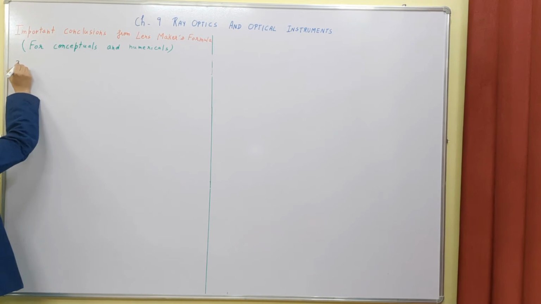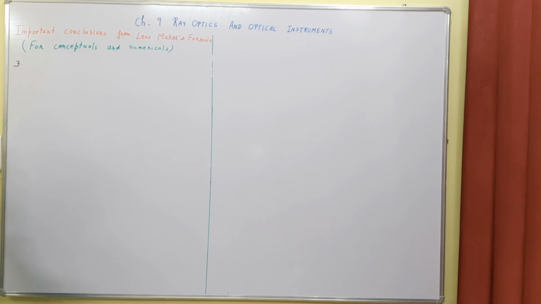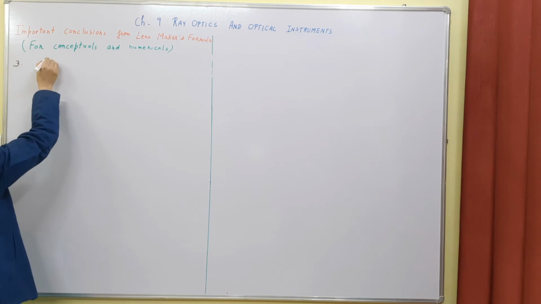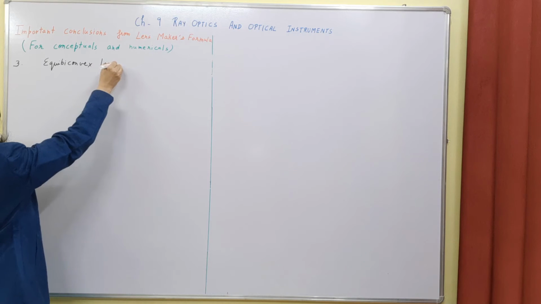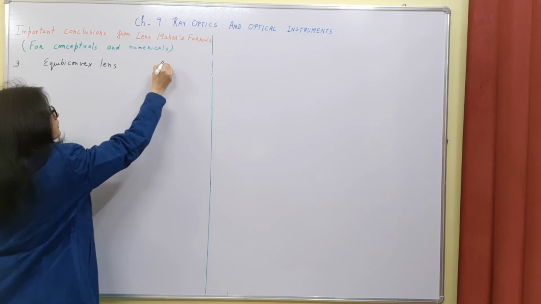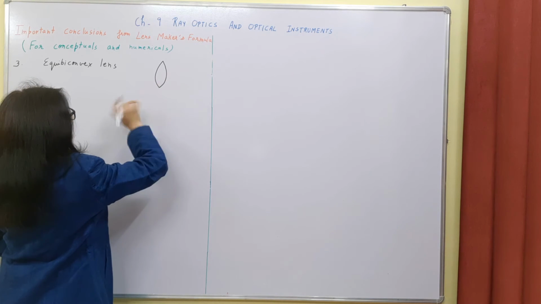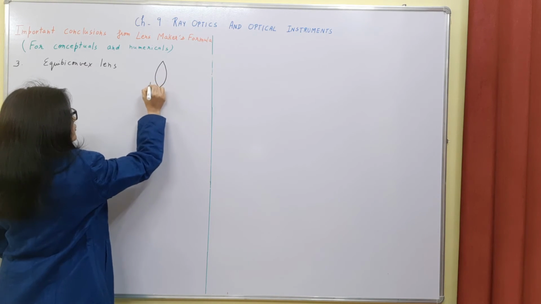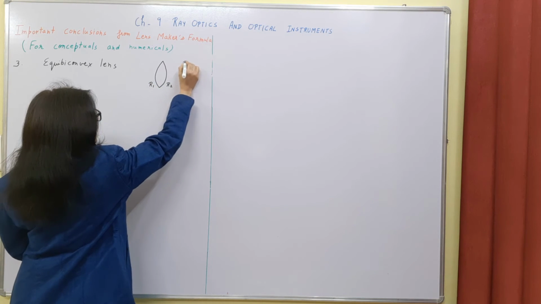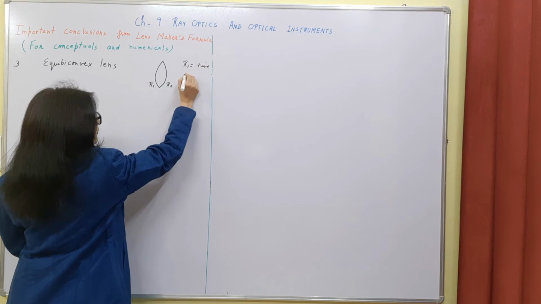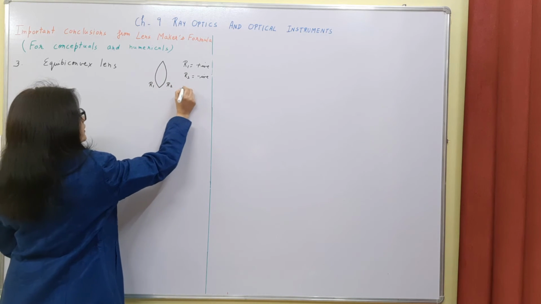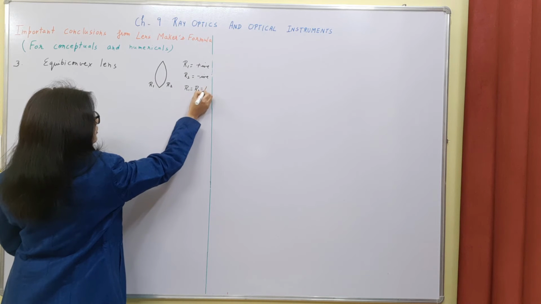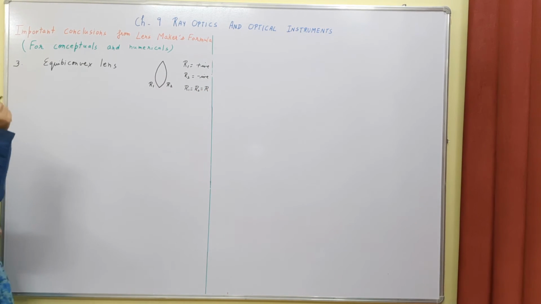Now the next point will clear why the radius of curvature is not equal to twice the focal length in case of lenses. So let's check that. If we take the case of an equi-biconvex lens, what does that mean? The radius of curvature is same, that means this is R1, first face R1, second face R2. So R1 is positive, as we have discussed, R2 is negative, and this R1 is equal to R2 is equal to R, right? So let's find its focal length.